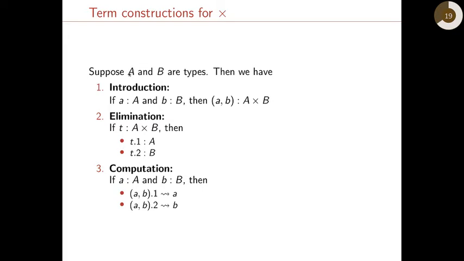Let's go to A times B. The table that I showed earlier said that A times B is analogous to A and B. So let's look at the introduction rule. The introduction rule for A and B said that if we have a proof of A and a proof of B, then we can form a proof of A and B. This is precisely analogous to this introduction rule here, where we can form a term of A times B from a term of A and a term of B.